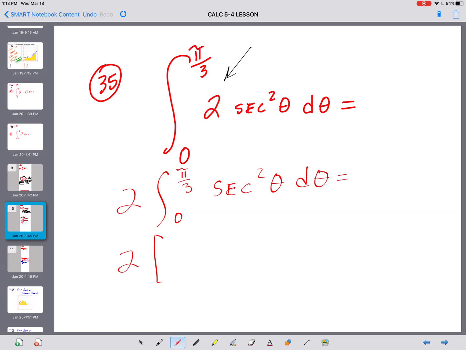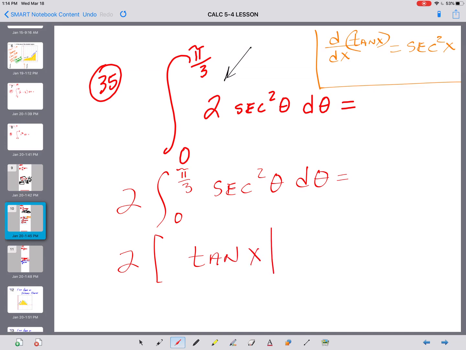Now, what function, when you take its derivative, you get secant squared? Notice on the chapter 3 formula sheet. Let's do it up here. Chapter 3 formula sheet. Here's what I see. The derivative of tangent is secant squared. So there it is. The antiderivative of secant squared is tangent. So that's what we're going to have right here. It's going to have tangent of x. We're going to evaluate just the tangent from 0 to pi over 3.